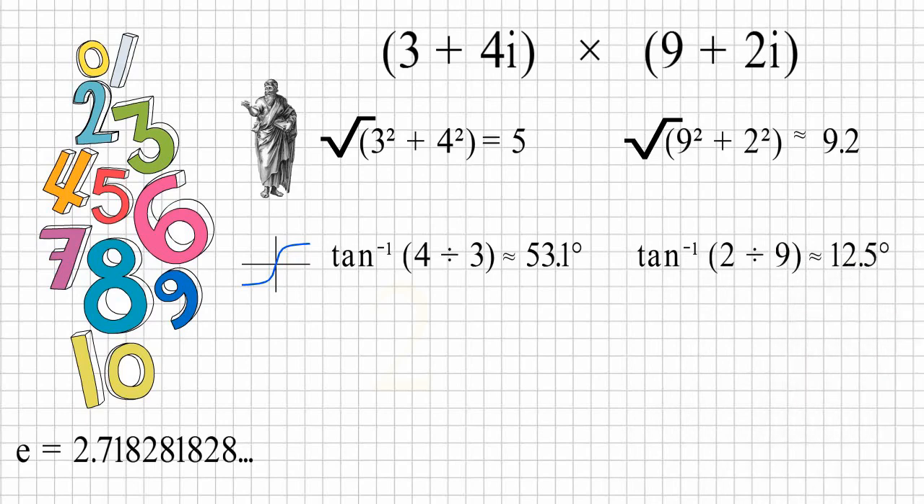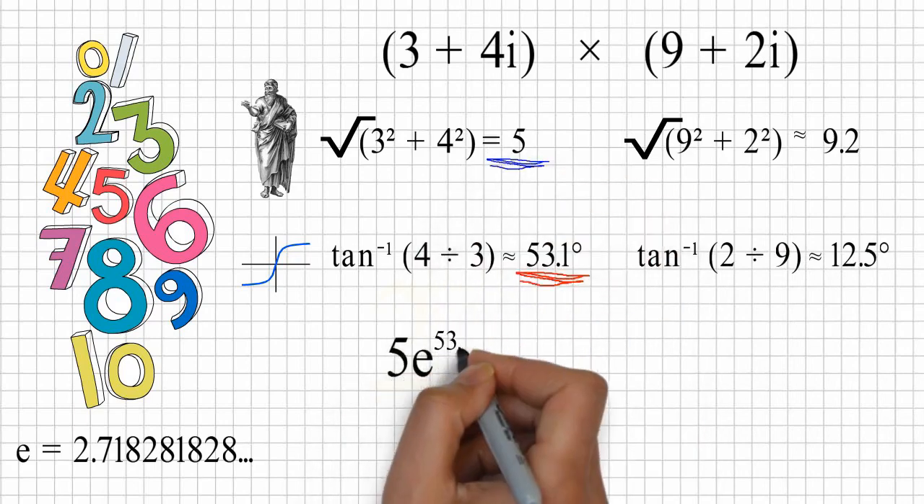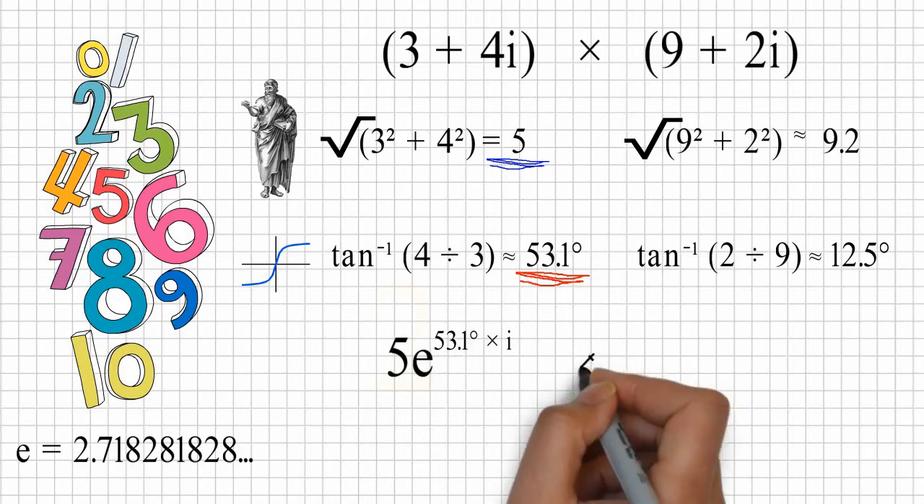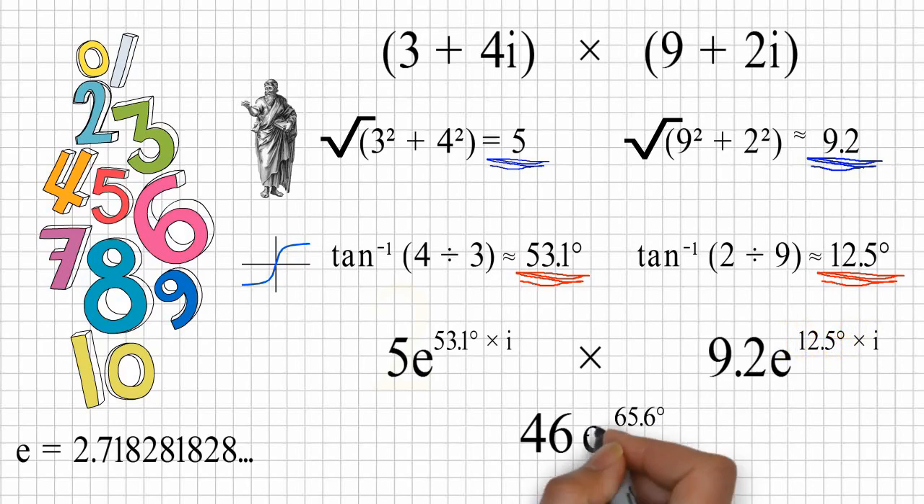So we can rewrite the multiplication in the form 5 times e to the power of 53.1 degrees times i, times 9.2 e to the power of 12.5 degrees times i. The 5 and the 9.2 we multiply as normal, giving us 46. The 53.1 degrees and the 12.5 degrees we add together, giving us 65.6 degrees, which gives us the overall result of 46 times e to the power of 65.6 degrees times i.